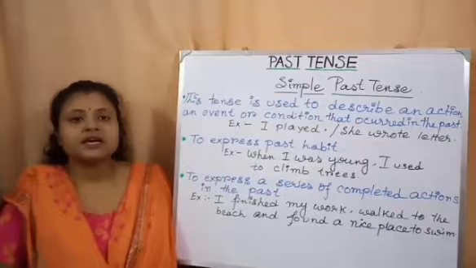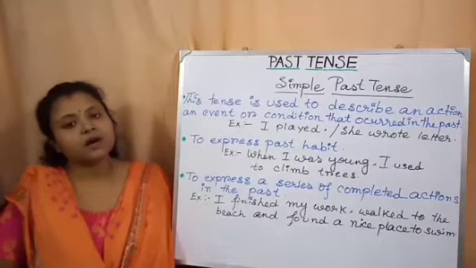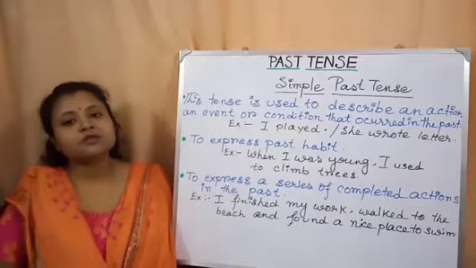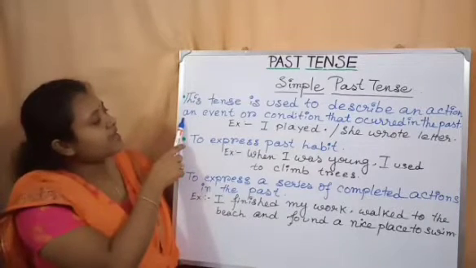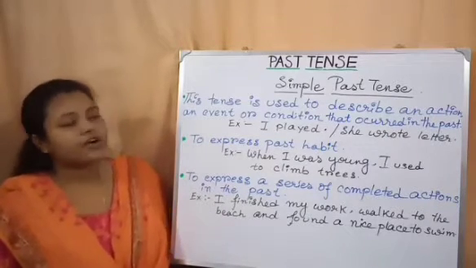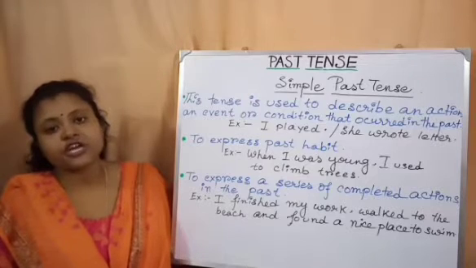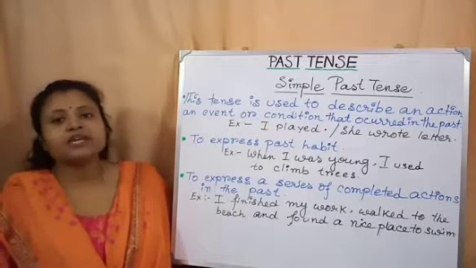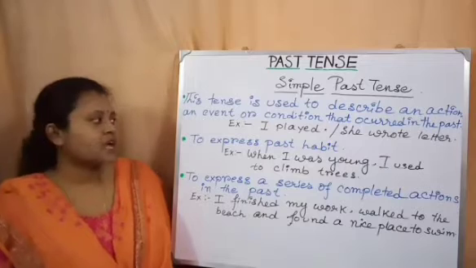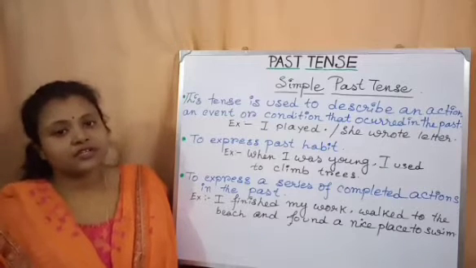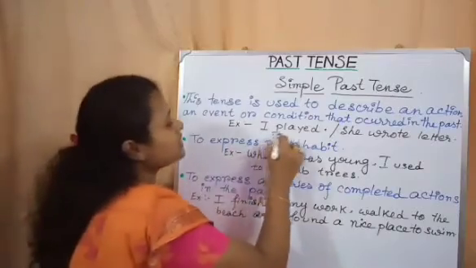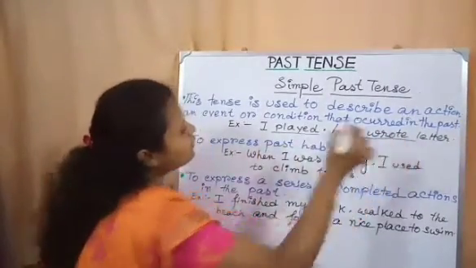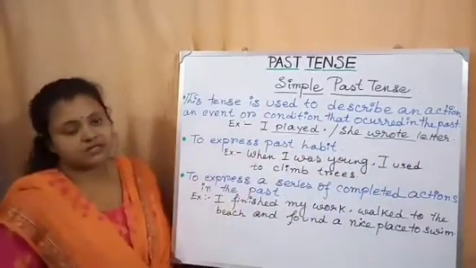Now students, let me first discuss simple past tense with you. What is a simple past tense? This tense is used to describe an action, an event or a condition that had already occurred in the past. Let me give you an example. I played, she wrote a letter. Here played and wrote are examples of the simple past tense.